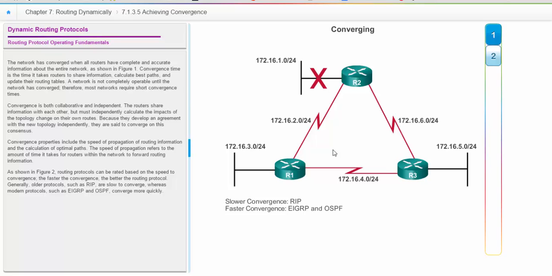Convergence properties include the speed of propagation of the routing information and the calculation of optimal paths. The speed of propagation refers to the amount of time it takes for the routers within the network to forward routing information. Basically, our older protocols such as RIP are slow to converge, whereas modern protocols such as EIGRP and OSPF typically converge more quickly than RIP does.